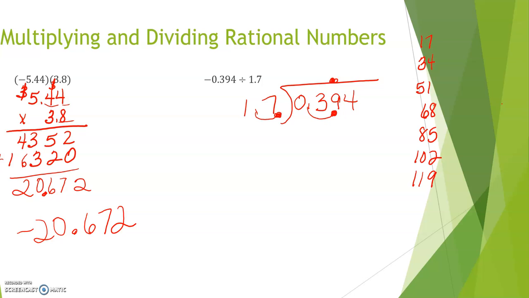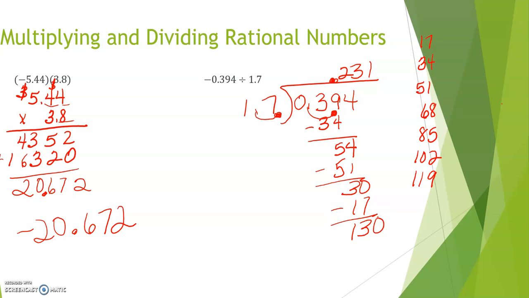17 divides into 39 2 times. 2 times 17 is 34. We're going to subtract. 17 times 3 is 51. 17 divides into 30 1 time. And 17 divides into 137 times. We'll stop that long division there. Our answer, a negative divided by a positive, is a negative 0.2317.